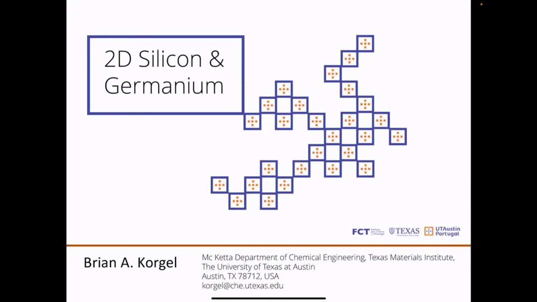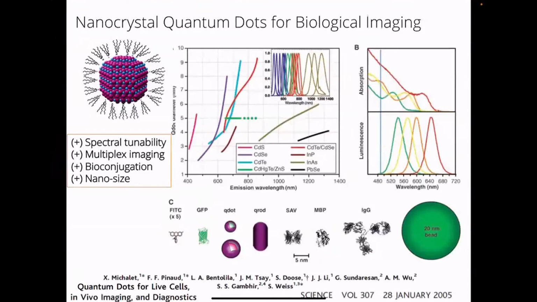So I'm going to try to get us back on schedule a little bit. I'm going to talk about 2D silicon and germanium nanomaterials for biological applications. I do a lot of work on nanocrystals. I'm obviously not the only one in the world. This is a pretty active research area for the last probably 25 years or so.